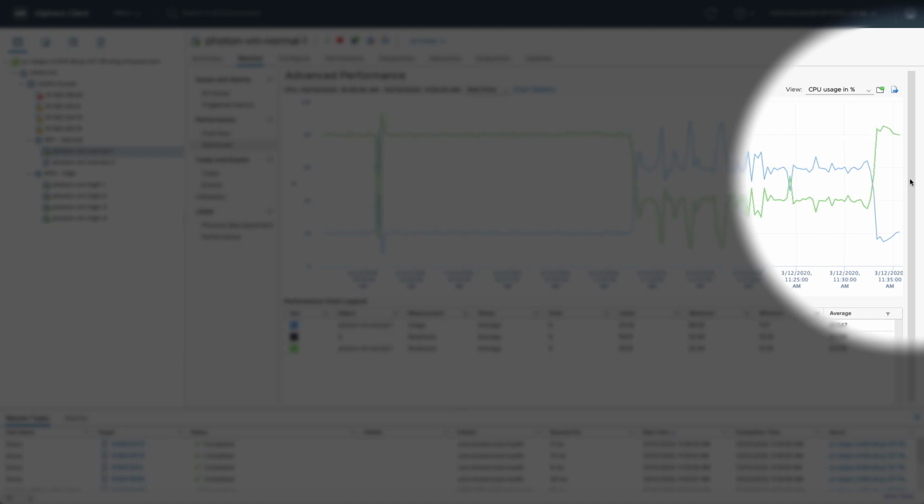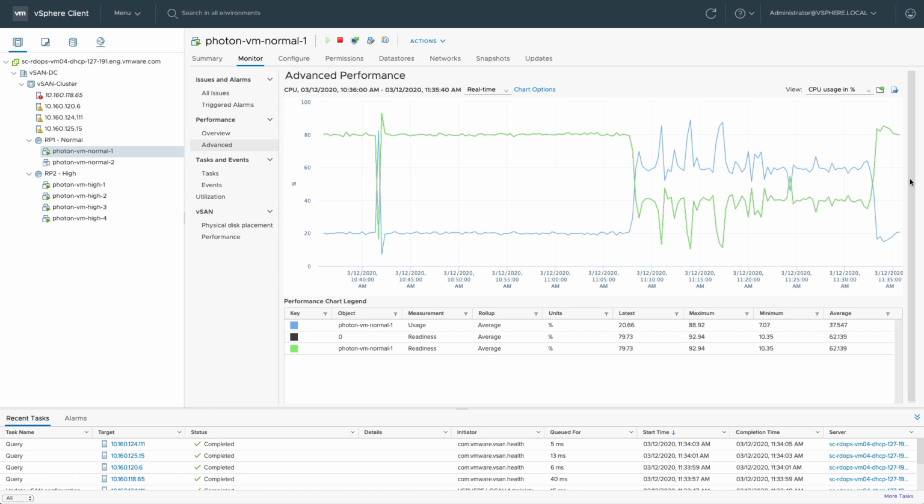And that is why I feel everyone should be using scalable shares as soon as it becomes available in vSphere 7.0.